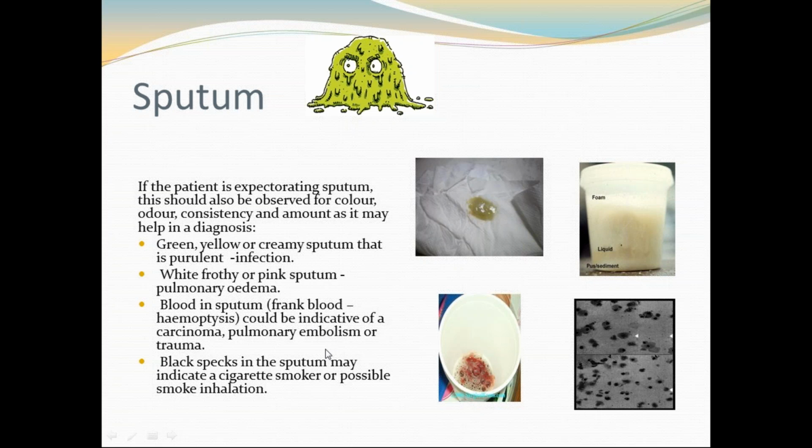Pulmonary embolism, blood clot lodged in the blood vessels around the bronchial tree. That would be associated with acute pain on breathing. And the other thing, of course, is blood in sputum, trauma. I talked about fractured ribs. If ribs are fractured and they injure the capillaries around the bronchial tree, then you'll get some seeping into the alveoli. Black specks of sputum, smoking, cigarette smoking, smoke inhalation.